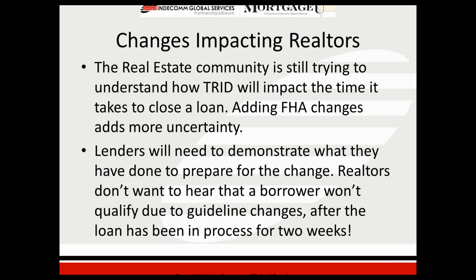Lenders will need to demonstrate what they have done to prepare for the change. Realtors don't want to hear that a borrower won't qualify due to guideline changes after the loan has been in process for 2 weeks. That's why it's crucial to be familiar with when your case number was ordered. If it was ordered on or after 9/14 of 2015, you're going to be following the FHA 4000.1 HUD handbook for rules and regulations. If your case number was ordered prior to 9/14 of 2015, that's where you're using the 4155 handbooks and mortgagee letters. So it's very important to be clear about that, even if your loan has been in process for a few weeks: which guidelines are you supposed to be following?